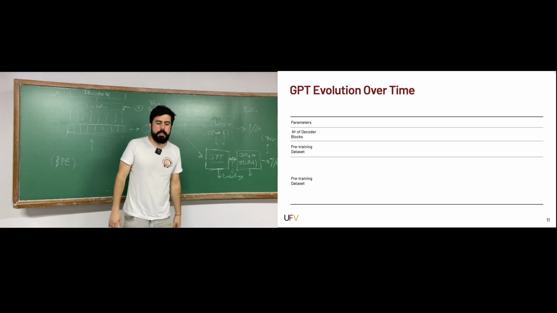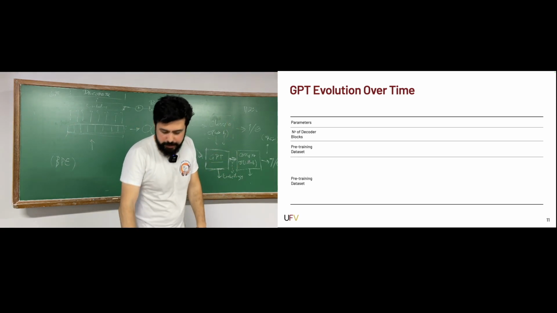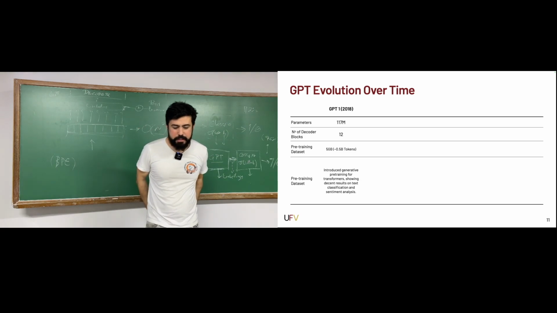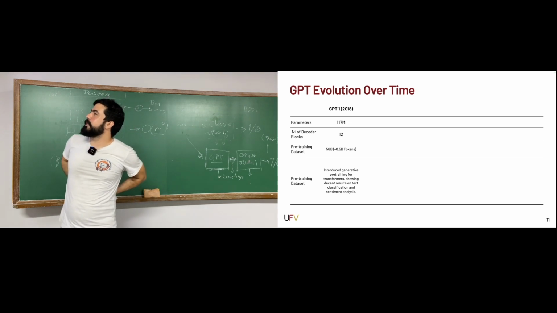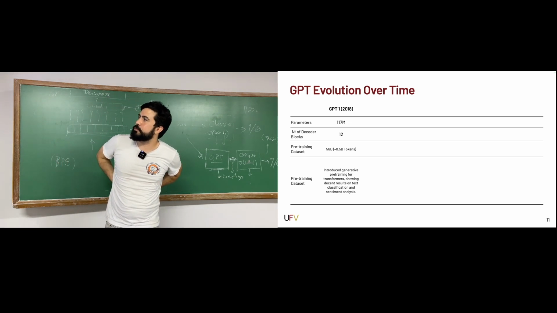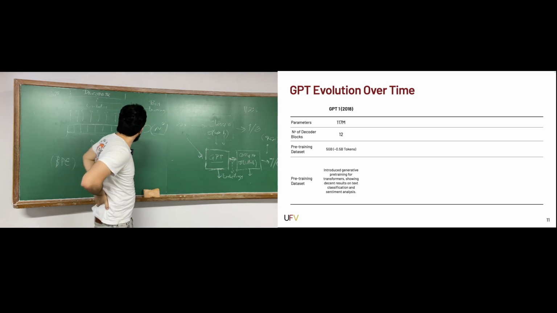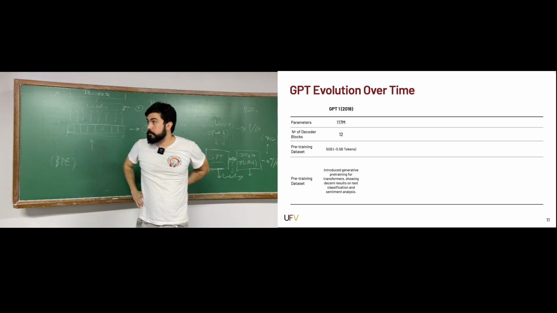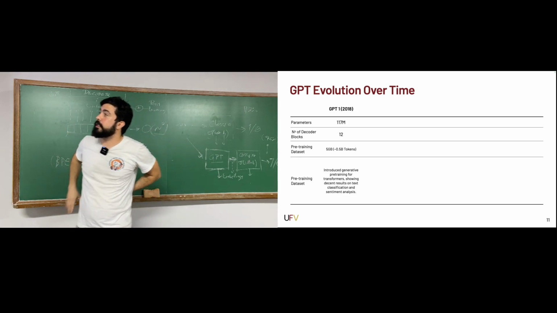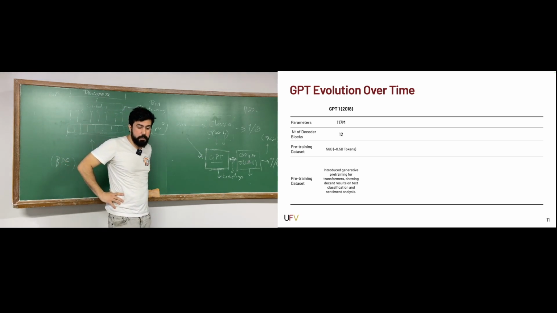So here is a summary of the GPT models so far. It's an evolution over time. I think this is fun to look at because we can see how things are moving fast. In the first column we have GPT-1, released in 2018. That model had 117 million parameters, with 12 decoder blocks stacked on top of each other. And they used roughly 5 gigabytes of text for training that model.